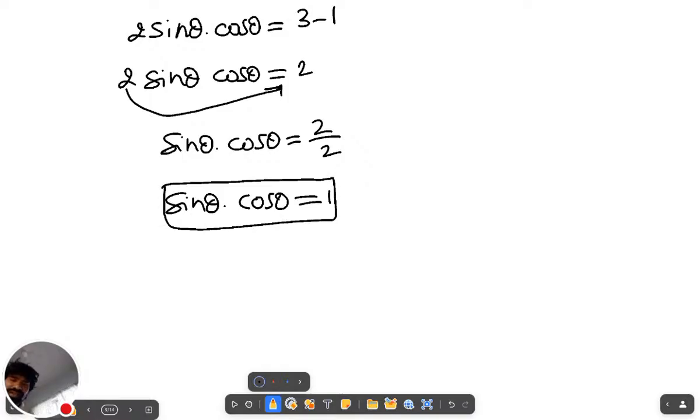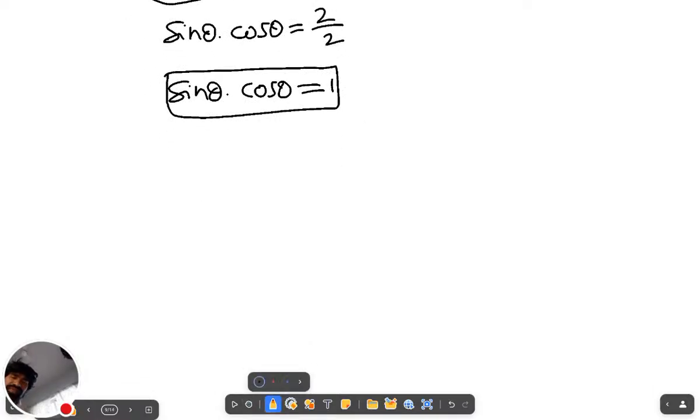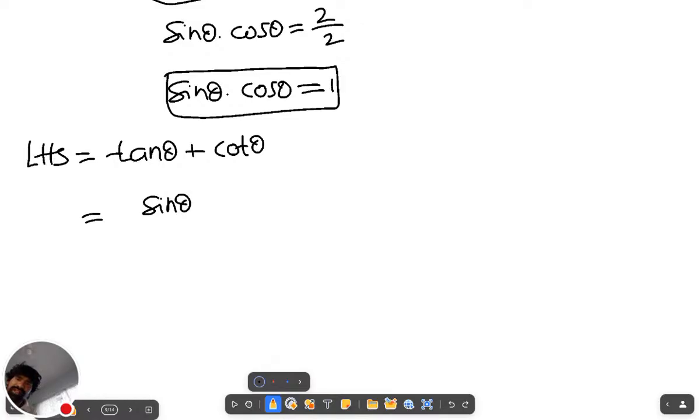Now let's take what is to prove. We have to prove that tan theta plus cot theta value is 1. Let's take the left hand side of what is required to prove. The left hand side is tan theta plus cot theta. Tan theta can be written as sin theta by cos theta, plus cot theta can be written as cos theta by sin theta.